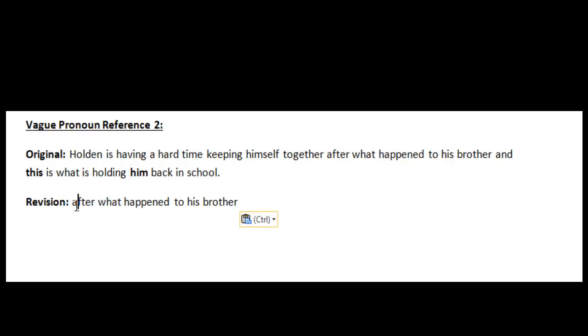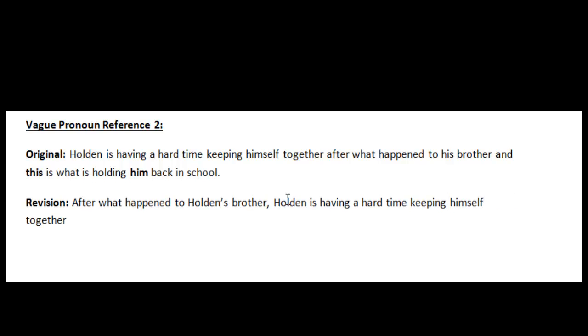And so there we begin with after what happened to, and let's be specific since we are talking about a character named Holden. After what happened to Holden's brother, and then I think we need to specify that it's Holden who is having a hard time keeping himself together. And furthermore, it is his loss, right?